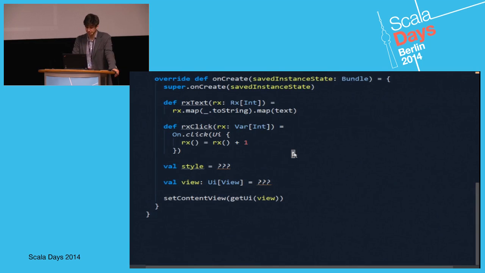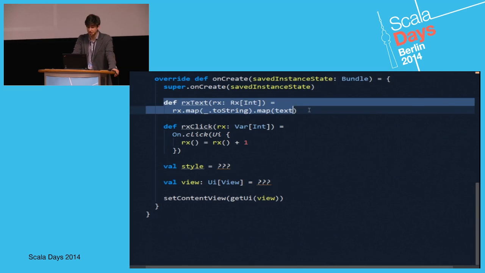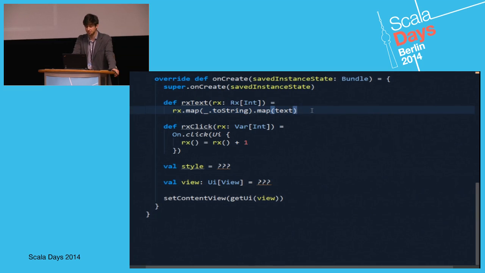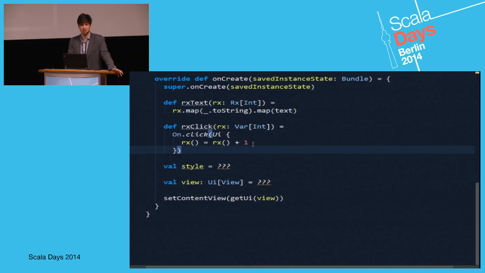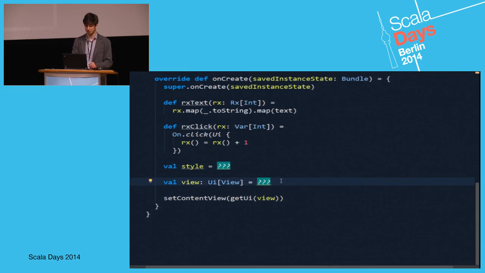So what we have here is something which I defined previously. It's an RxText tweak, which basically takes the reactive variable and maps it to the text tweak. So it says the caption of something. And I have another tweak which is called RxClick. What it does is increment the given reactive variable when you click on something. So what we have to define is the style of our buttons and, well, basically the layout with our buttons.